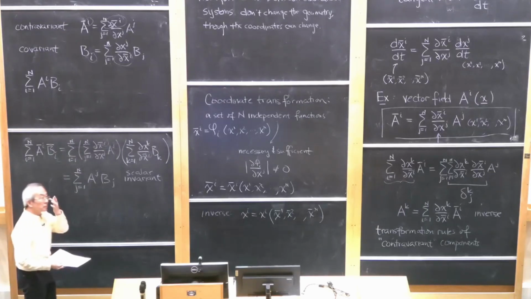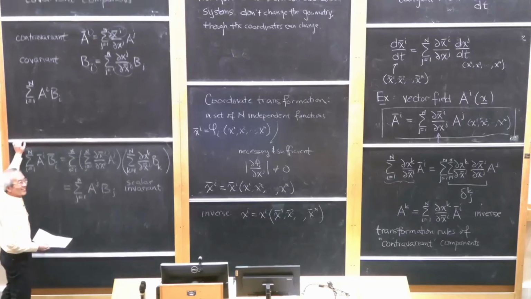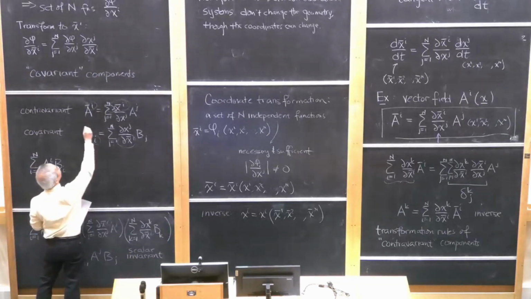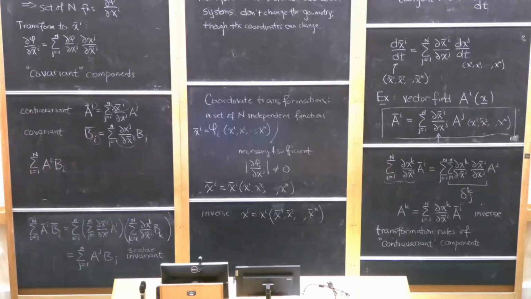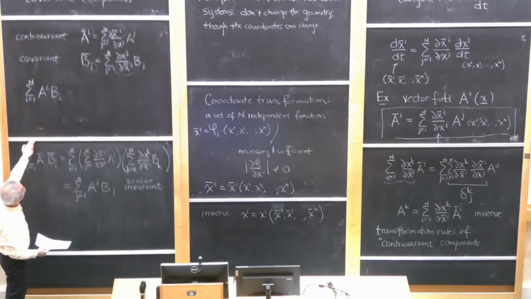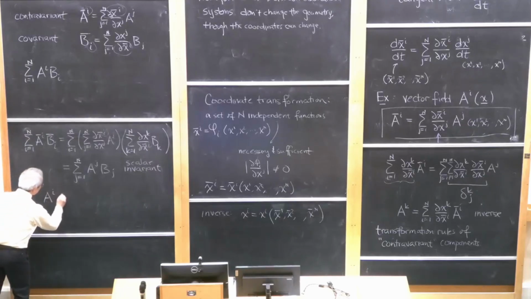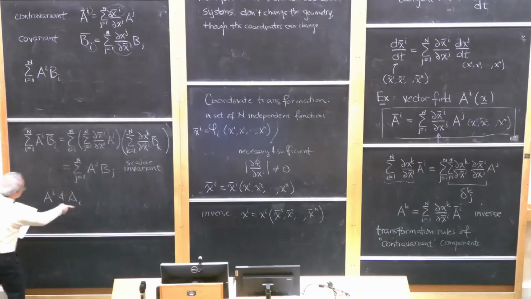Question? Oh, yeah, there should be. Thank you for that. Am I missing something? Okay, yeah, I think that's good. So what we're seeing is that A upper i and A lower i will be dual vectors.